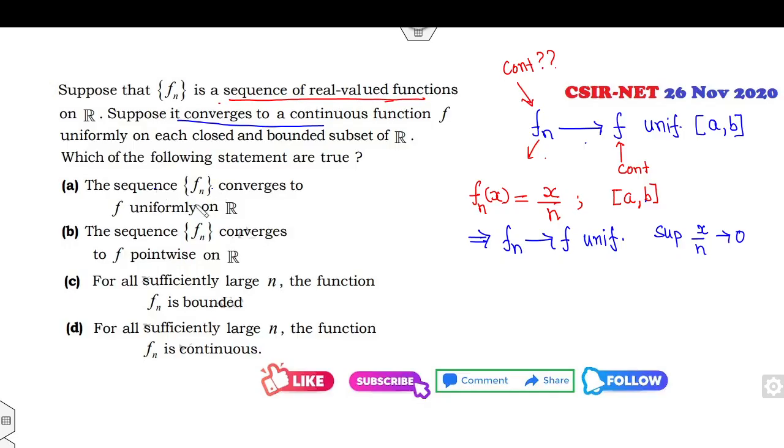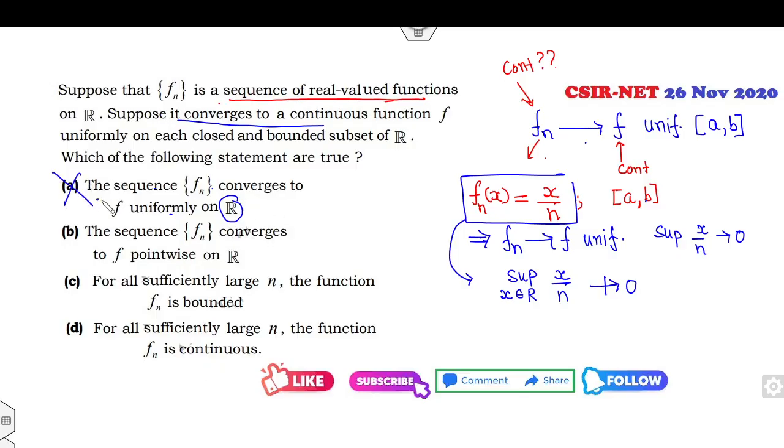Now the sequence Fn converges on R. Does this sequence of functions converge uniformly on R? No. Why? You can see if I consider x belonging to R, it does not go to 0. Fine. First option, cancel. Now, the sequence Fn converges pointwise. Definitely, because Fn converges to f uniformly, Fn converges to f pointwise is my final.